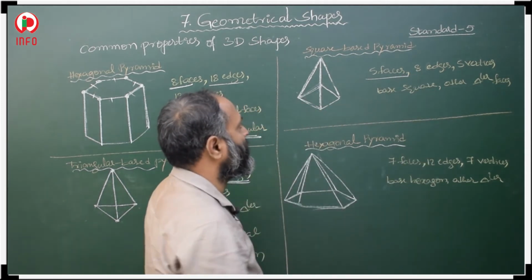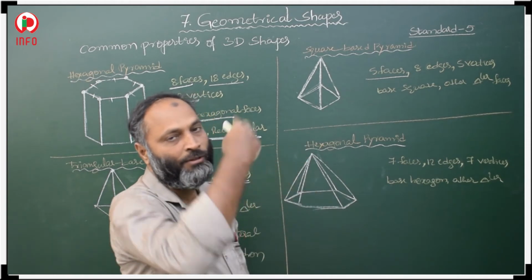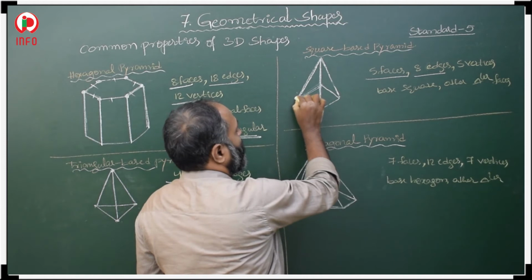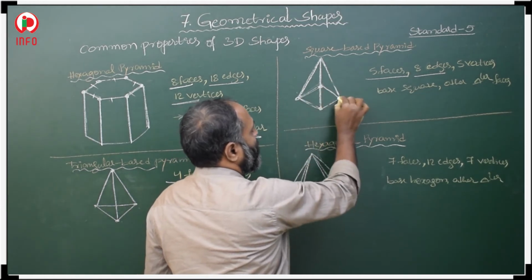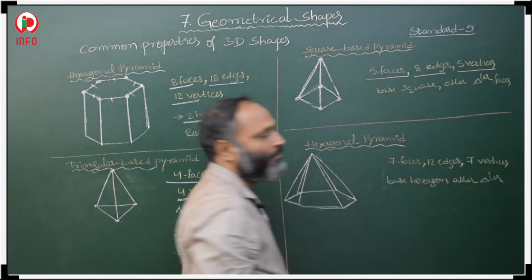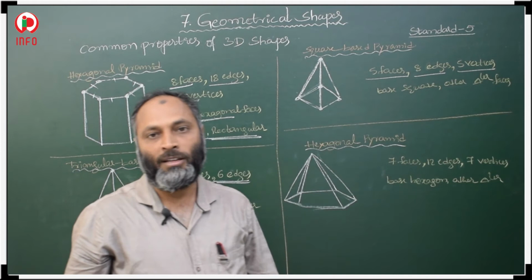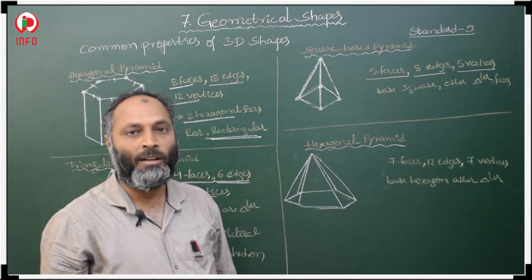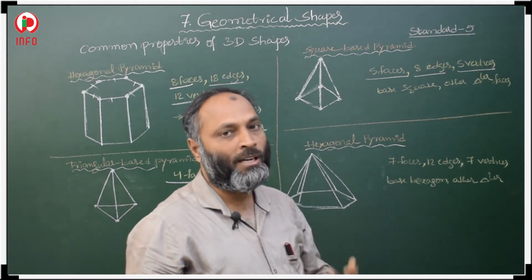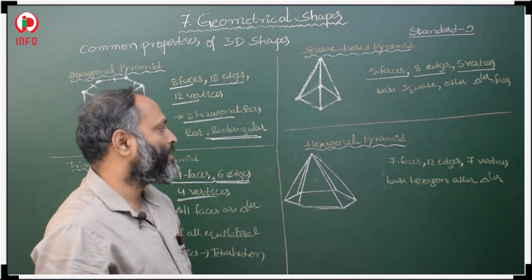And edges: surrounding we have 4 edges, bottom we have 4 edges. 4 plus 4, 8 edges. And vertices: 1, 2, 3, 4, 5 vertices. Base is in square shape and surroundings are triangular shape. Other faces are triangular. So one is a square face, the other 4 faces are triangular faces. Okay. So this is about square based.